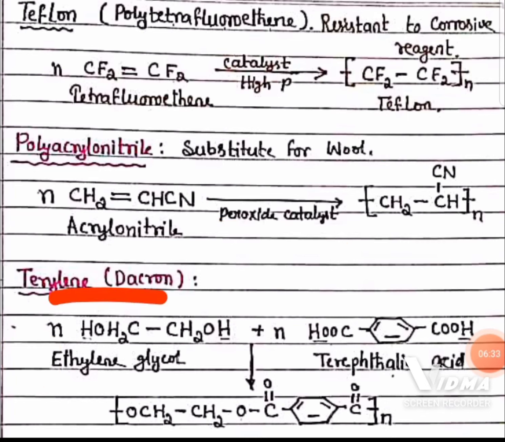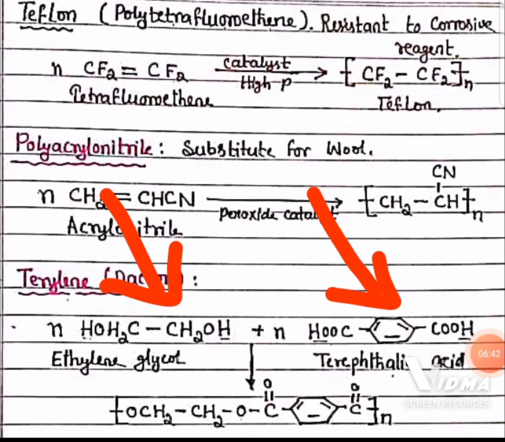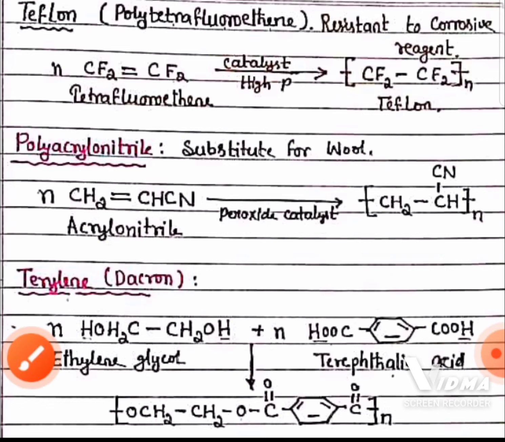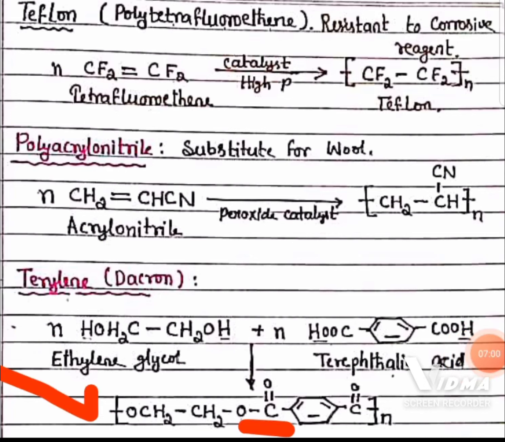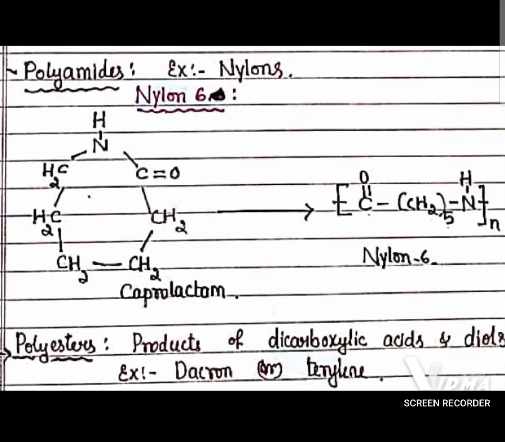Then terylene or dacron is prepared from two different monomers: ethylene glycol, or ethane 1,2 diol, and terephthalic acid. Between the alcoholic group of one monomer and the carboxylic group of the other, there is a release of a water molecule, and they form an ester bond, forming a polymer called dacron or terylene.